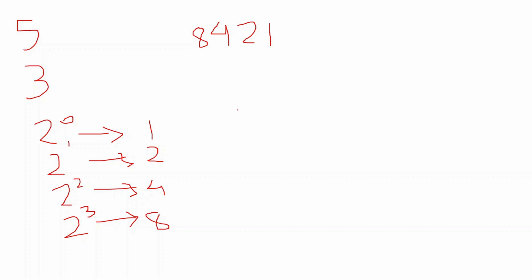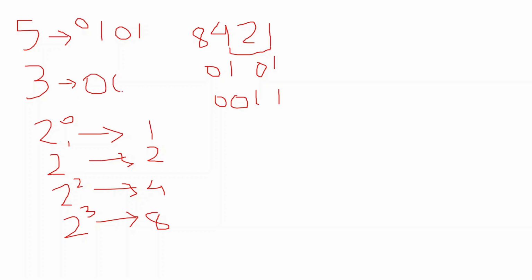So now which numbers will we add so that we get 5? 4 and 1, right? So for these fields we need to consider 1 and the rest will be 0 and 0. So finally the binary number for 5 will be 0, 1, 0, 1. The binary number for 3, which numbers can we add so that we get 3? 2 and 1, right? So for these fields it will be 1, 1, 0 and 0. So finally the binary number for 3 will be 0, 0, 1, 1.